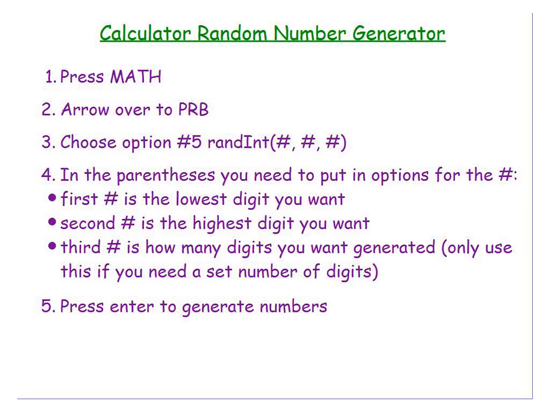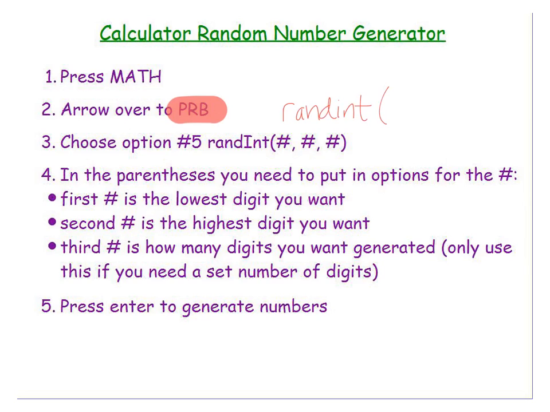So to access what's called the random number generator from the graphing calculator, you need to press the math button. You need to arrow all the way over to PRB. Let's change that color. And we need option 5. It'll say randInt and it'll have just a parenthesis. This is what it'll look like in your calculator.